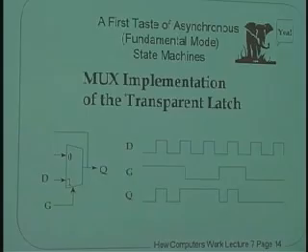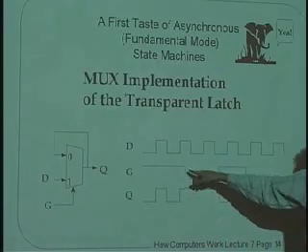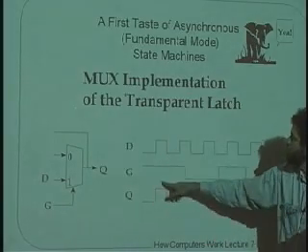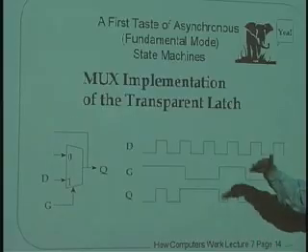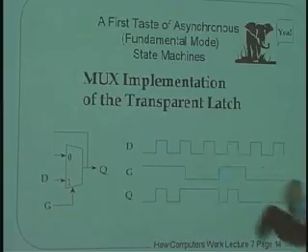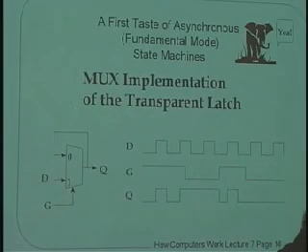Well, if G is a 1, then D gets steered to Q, and the output follows the input. So when G is high and D wiggles up and down, Q wiggles up and down, because the selector has chosen D. Q equals D. Of course, it's a short time later, but let's not worry about that for now. What happens when G switches from 1 to 0?